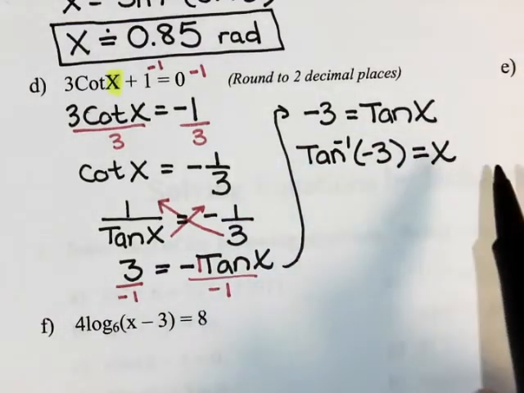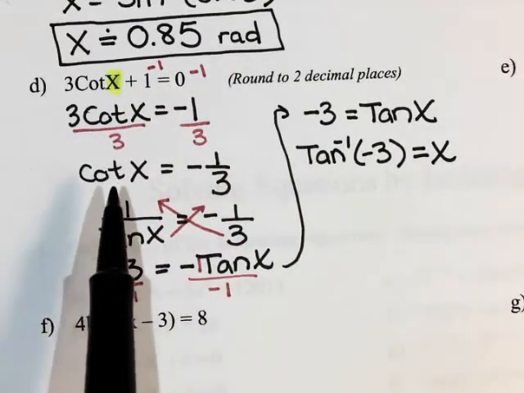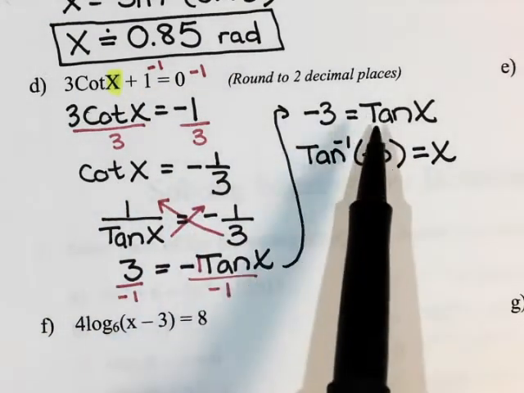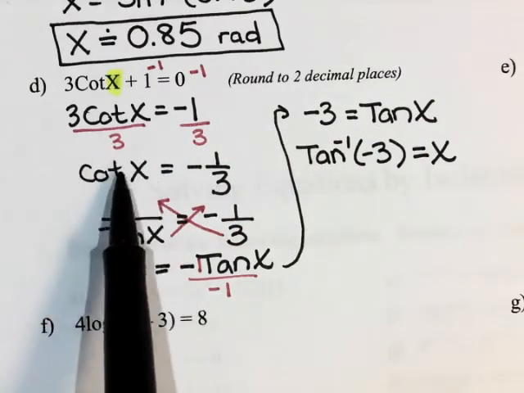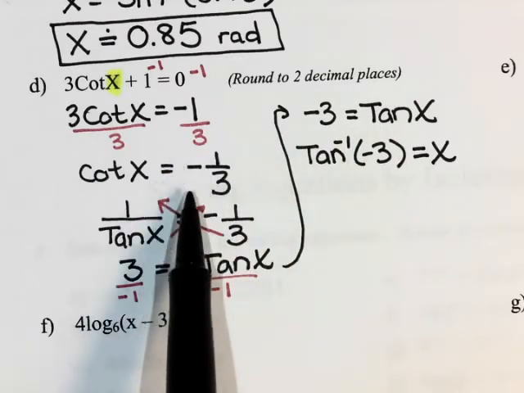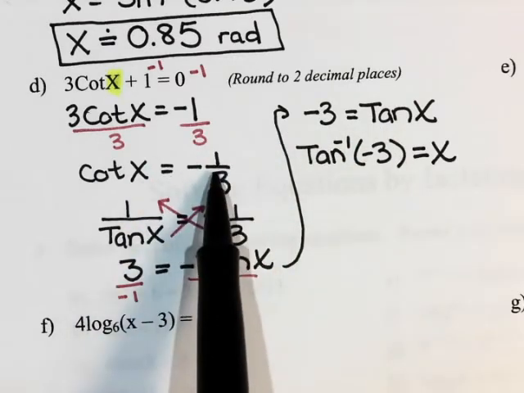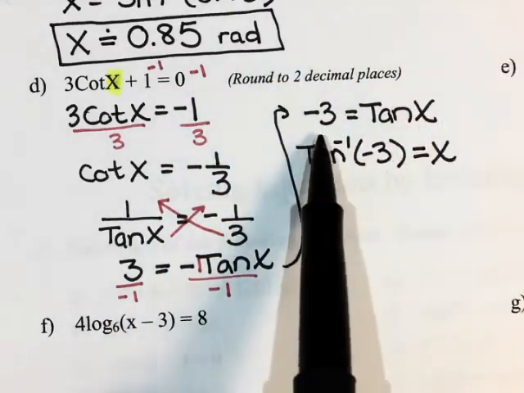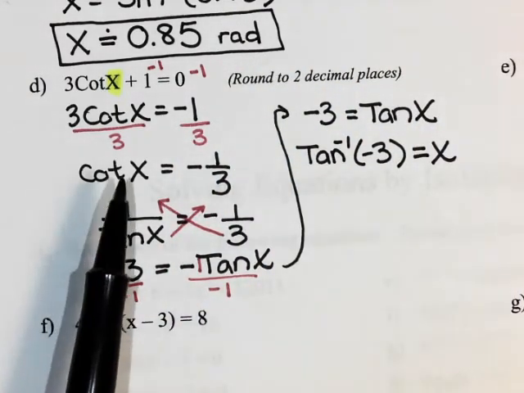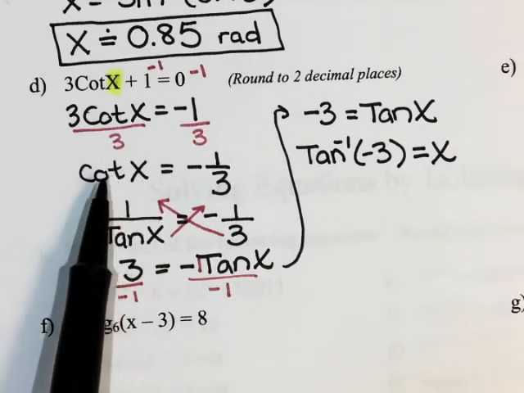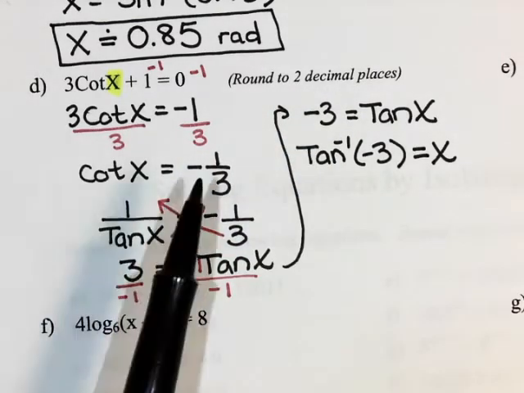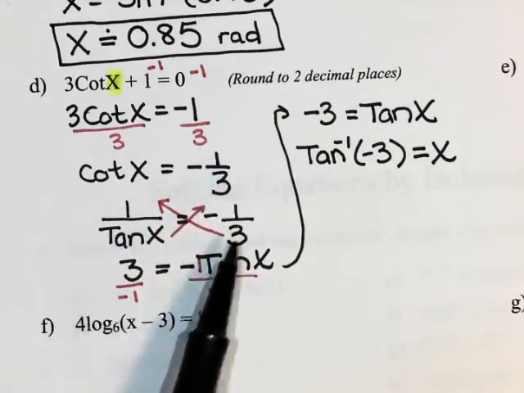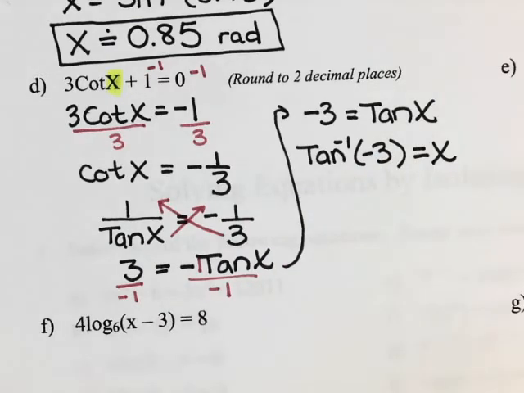Now, before I do that, I do just want to point out, I started with cotan x equals negative 1/3, and I ended up with tan x equals negative 3. So the reciprocal of cotan is tan, and the reciprocal of negative 1 over 3 would be negative 3 over 1, which is just negative 3. So you can actually do a shortcut here where you just flip the cotan to say tan, and you flip the fraction to say whatever the reciprocal of that is. And then it saves you having to do all of those cross multiplying steps. It's up to you, but you can do that if you want to.